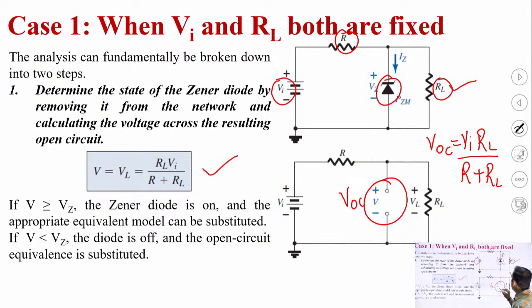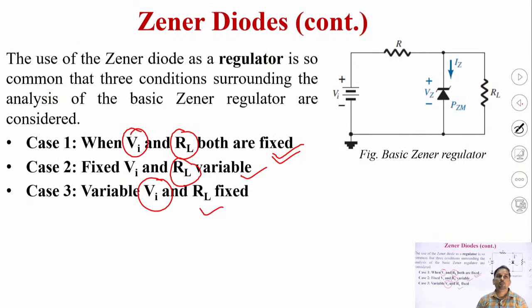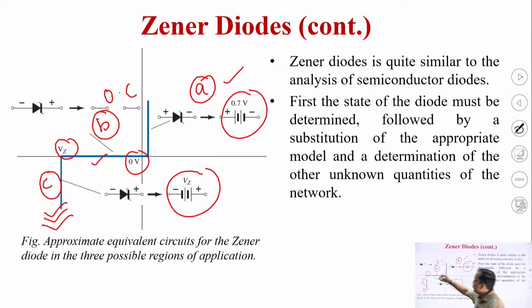While applying this open circuit voltage, we will investigate whether VOC is greater than Vz or less than Vz. Only then will we be able to say whether the Zener diode is in on state or off state. If VOC is greater than or equal to Vz, the marginal condition being equal, then we can say that the Zener diode is in on state. Here the diode is on.